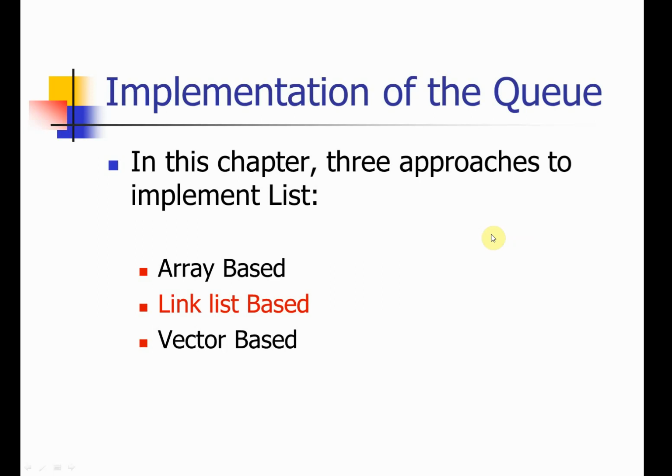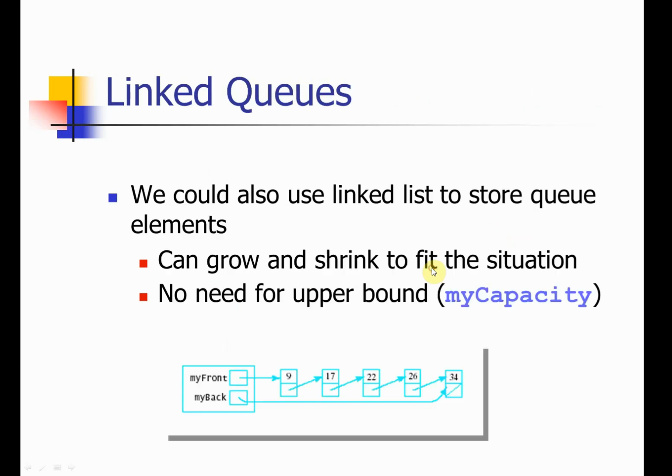After we talk about the array implementation for the queue, it is time for us to talk about the linked list implementation as well as the vector implementation. Linked list implementation is basically a special case for the list. However, this time, because a queue has a front part and a back part, we actually need 2 pointers. That is something new.